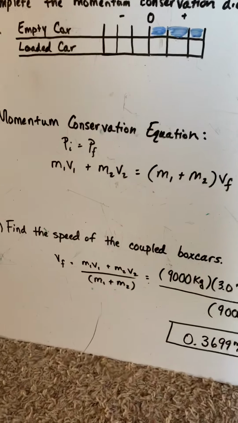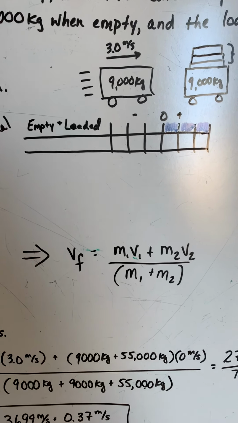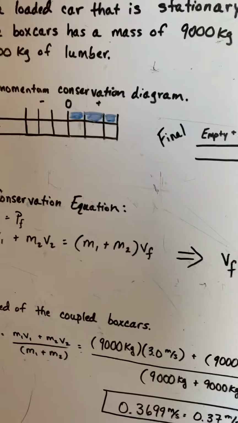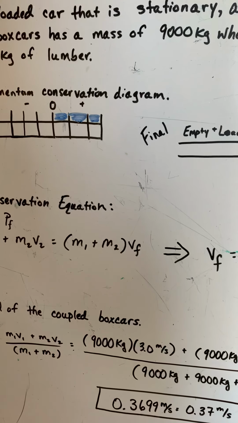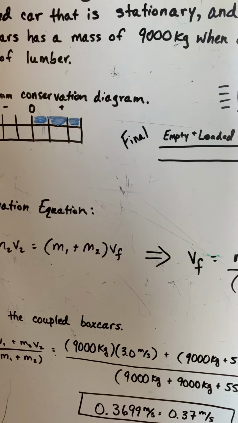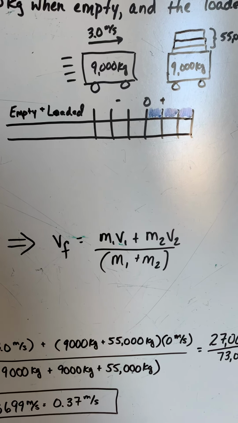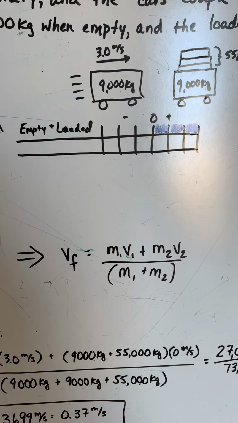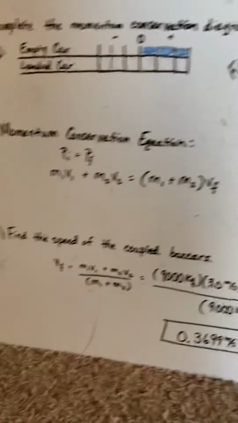And then at the end, when we're asked to find the speed, I'm going to go ahead and rearrange that equation that I had before. So from m1v1 plus m2v2 equals m1 plus m2 times their final velocity, I rearrange that to come up with this equation: final velocity equals m1v1 plus m2v2 over the quantity of the 2 masses combined.